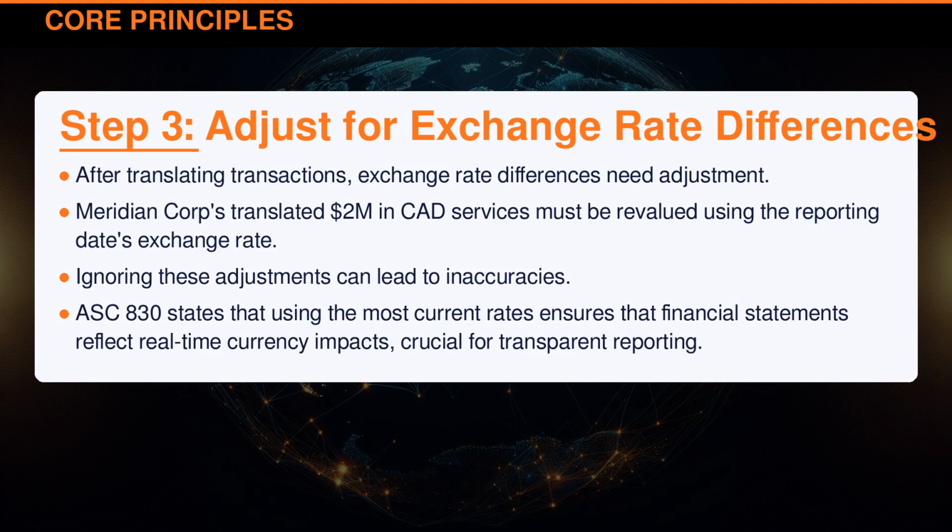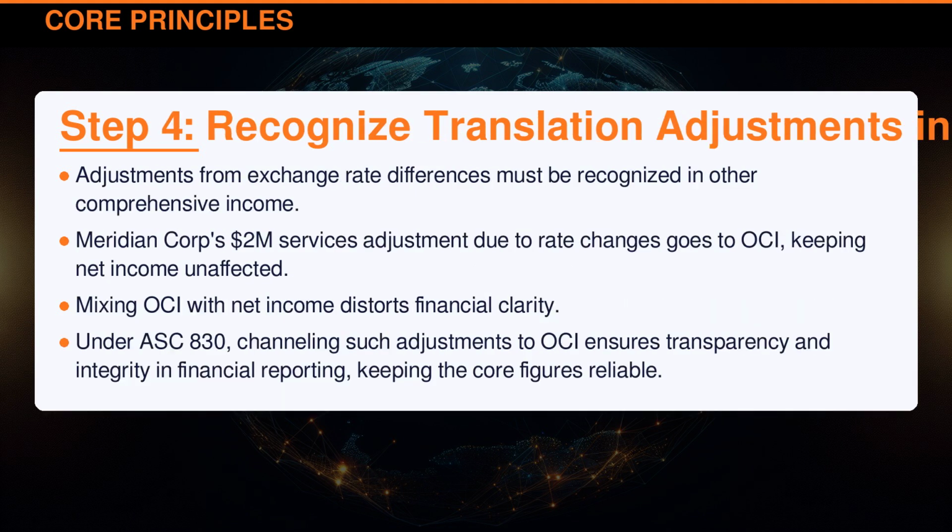Ignoring these adjustments can lead to inaccuracies. ASC 830 states that using the most current rates ensures that financial statements reflect real-time currency impacts, crucial for transparent reporting. Adjustments from exchange rate differences must be recognized in other comprehensive income.